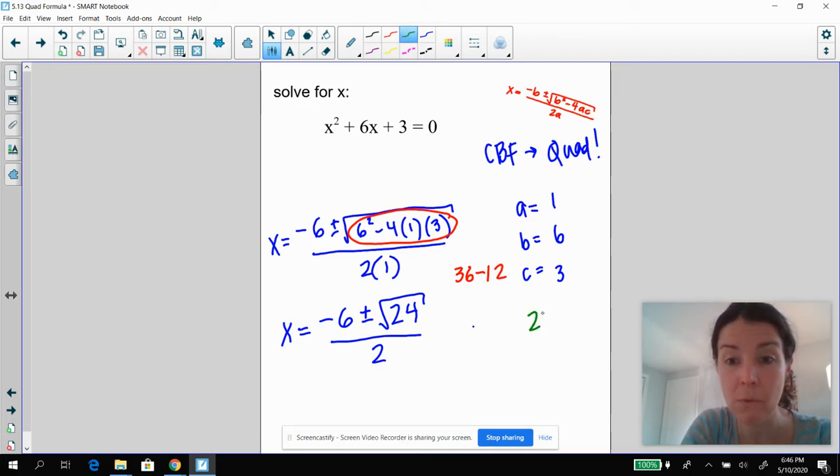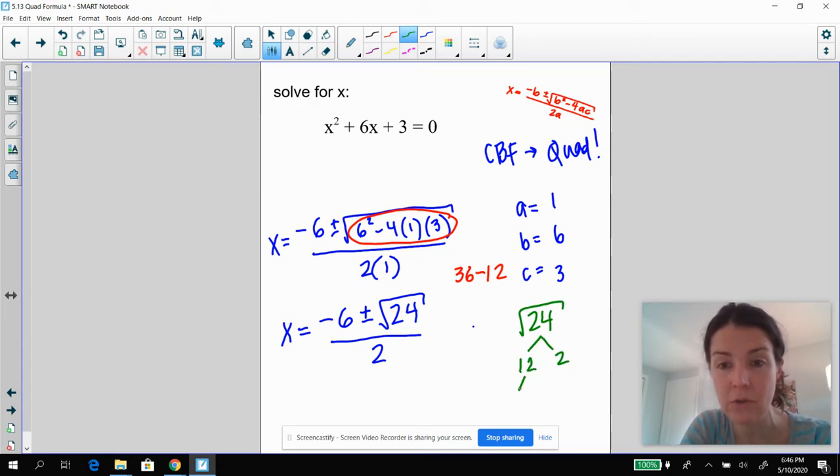So square root of 24, can we go to prom here? Yeah, let's do 12 and 2 and 3 and 4 and 2 and 2. So we get 2's go to prom, remember this? So 2's go to prom, and then 3 and 2 stay home, right? We've got a pair of 2's, they go to prom, 3 and 2 stay home and multiply. So you get 2 root 6.